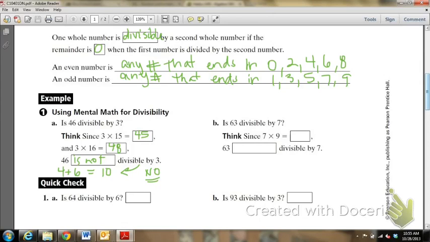Is 63 divisible by 7? Well, 7 times 9 is 63, so 63 is divisible by 7. It goes in evenly. Now you try the quick check. Is 64 divisible by 6? And is 93 divisible by 3? By 3, you can use the rule to see if it's divisible. And for 64, is it divisible by 6? You're going to have to divide it out and see if it goes in evenly. If it goes in evenly and you get a remainder of 0, then yes. If you get any other remainder than 0, the answer is no.